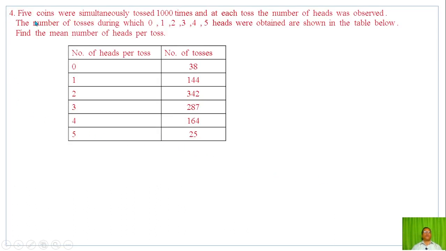Question number 4. Five coins were simultaneously tossed 1000 times, and at each toss the number of heads was observed. The number of tosses during which 0, 1, 2, 3, 4, 5 heads were obtained are shown in the table below. Find the mean number of heads per toss.